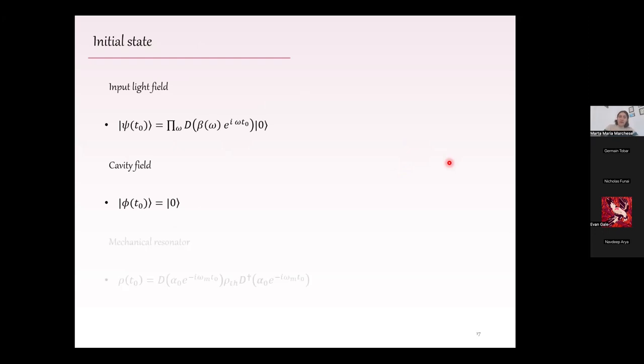In the initial state we want to consider, so as initial condition, we say, okay, for our input laser, we just use a product of coherent states that are displaced in this way. We assume that all the cavities are empty at the beginning, but we assume also that the mechanical resonators have already been displaced, so they are already moving, because of the signal that is affecting them. So we are assuming that the mechanical resonators, each of them, is in a displaced thermal state.